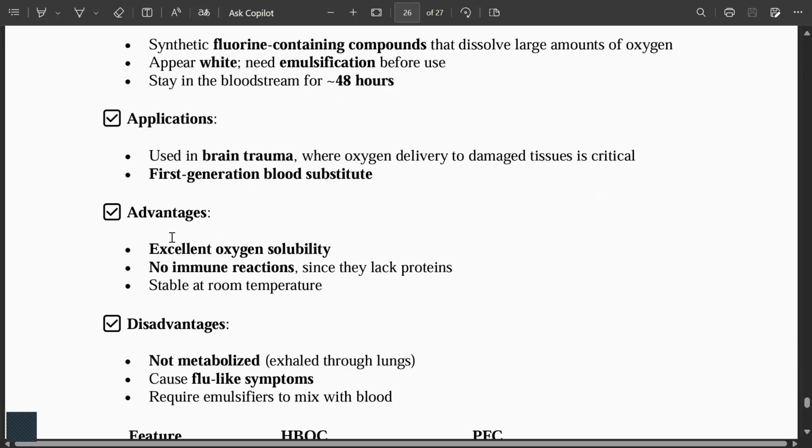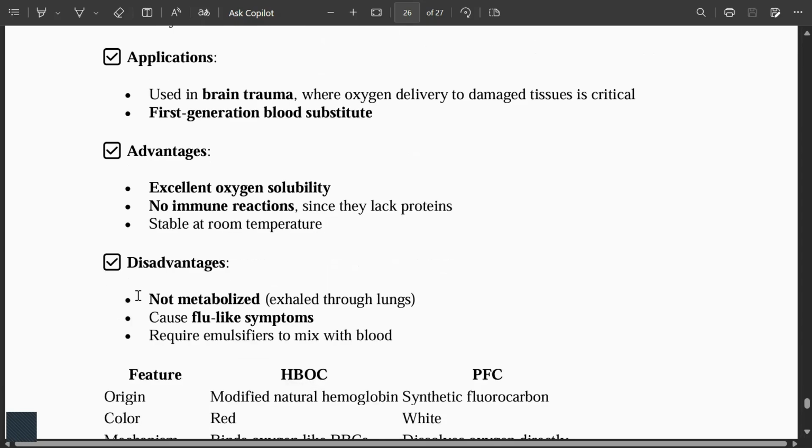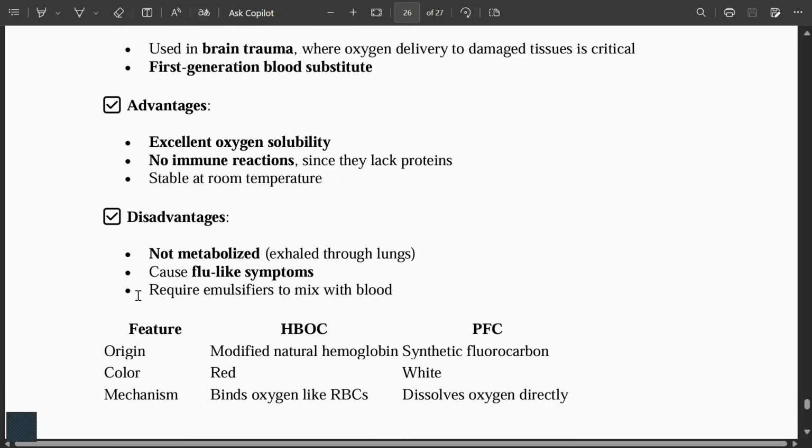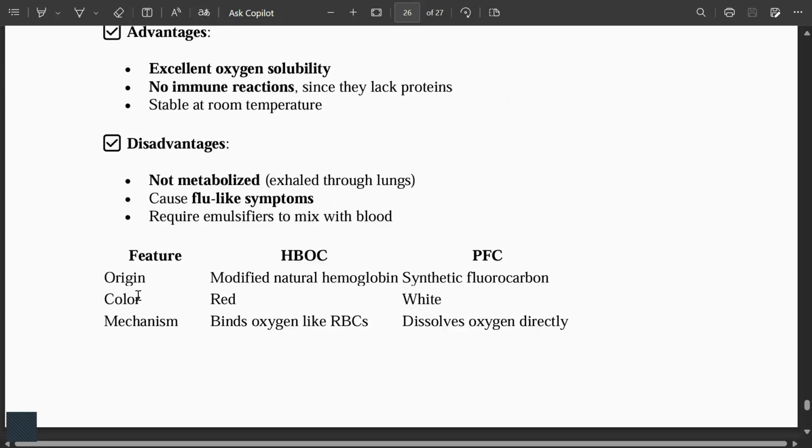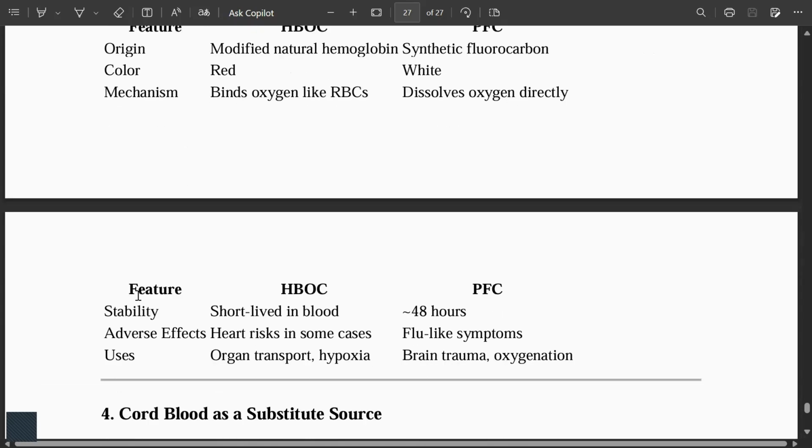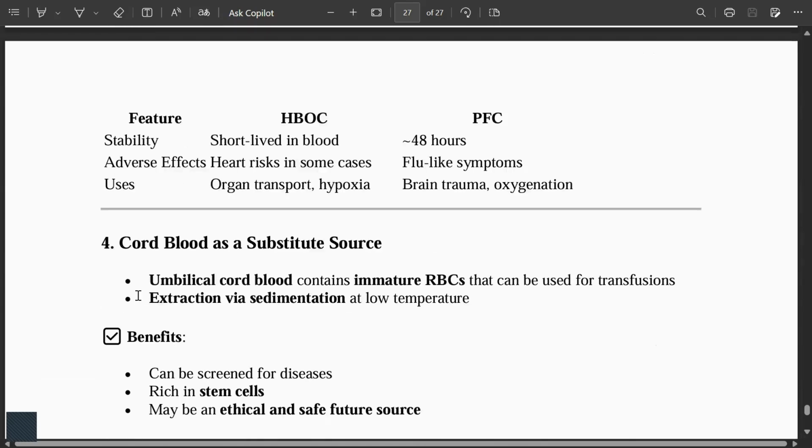Advantages: excellent oxygen solubility, no immune reaction can take place. It's stable at room temperature. Disadvantage: it can cause flu-like symptoms. It is not metabolized, and requires emulsifiers to mix with blood. You can compare both of them and learn easily.